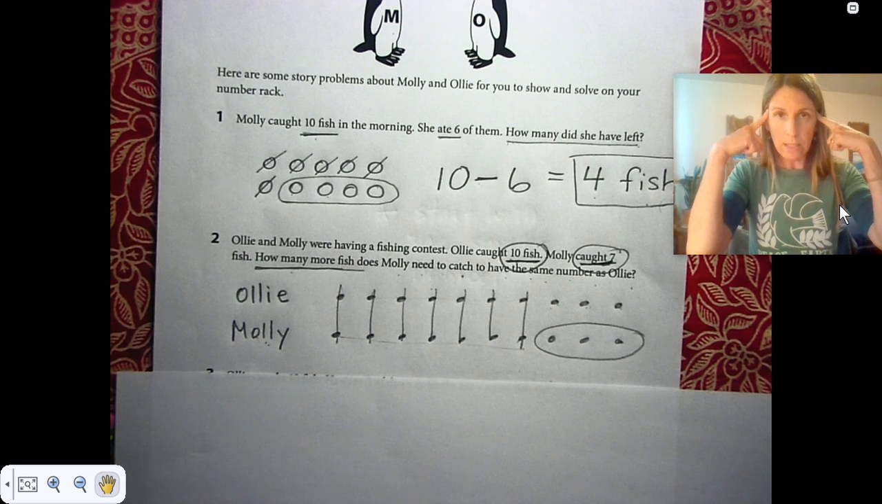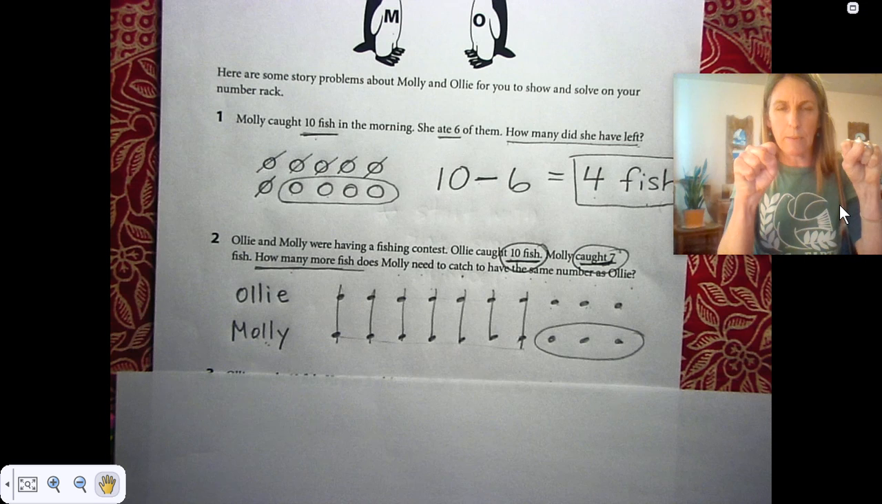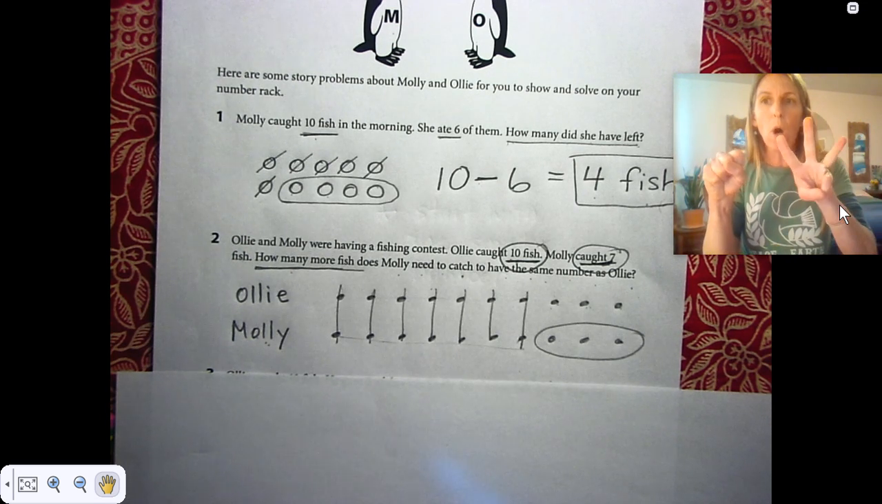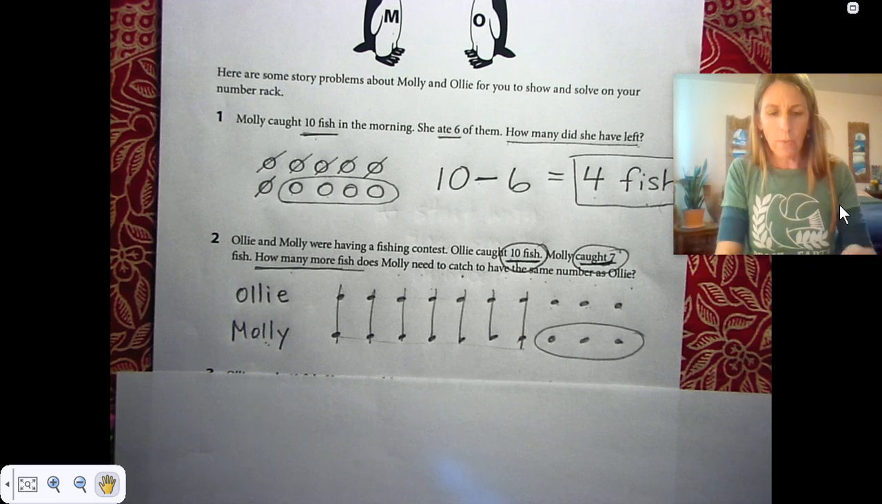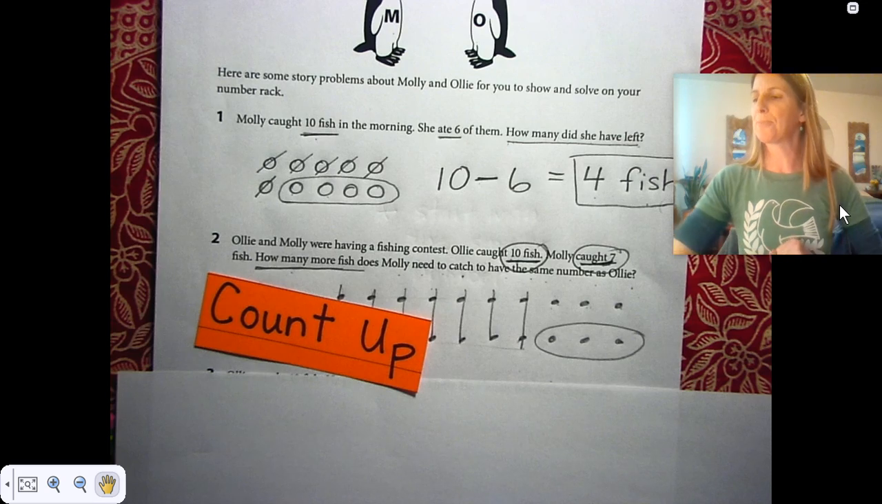I'll show you that again. You think of that smaller number in your brain. 7. Okay, 7. I'm thinking it, and I'm going to count up. 7, 8, 9, 10. Whoa, there's those 3. That was the count up strategy. It's a good one for your fingers.